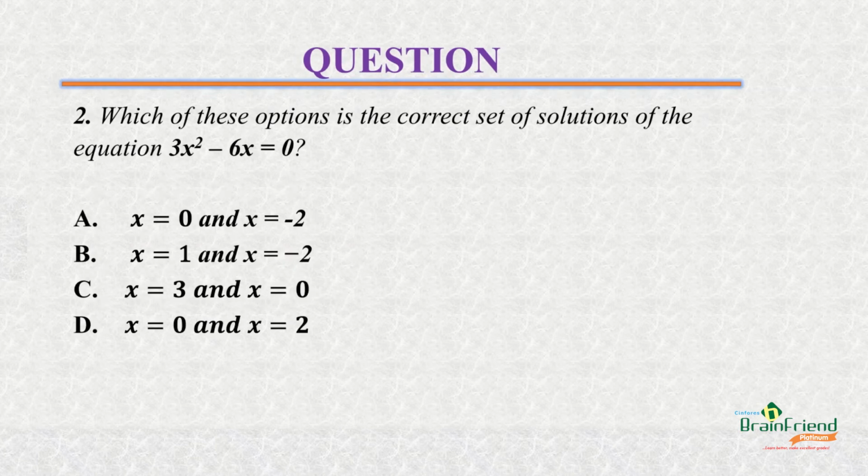Question number 2. Which of these options is the correct set of solutions of the equation 3x squared minus 6x equal to 0? Option A, x equal to 0 and x equal to minus 2. Option B, x equal to 1 and x equal to minus 2. Option C, x equal to 3 and x equal to 0. Option D, x equal to 0 and x equal to 2. The answer is option D.